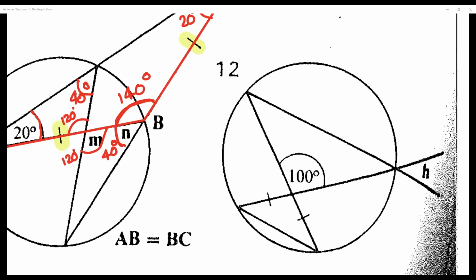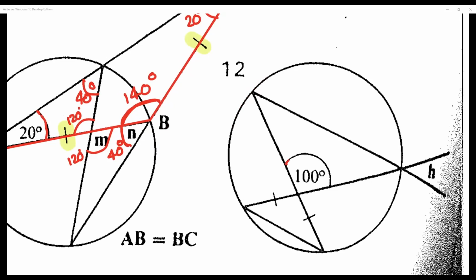Okay, question number 12, Abdullah. Right. So, Salih did this question earlier. She gave me the right answer with the wrong reasons. You've got to give me the right geometrical reasons. So, let's start with this one here. If this is 100, what is this one, Abdullah? This will also be 100. Why is that?